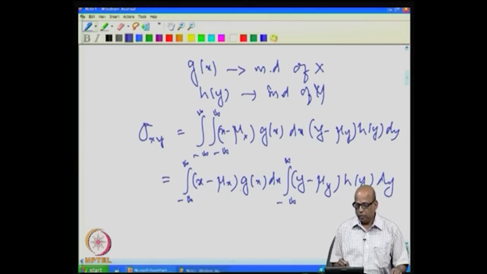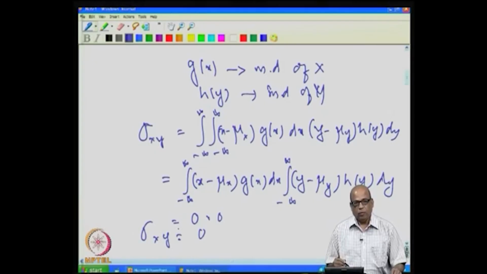Can you recall this integral? For example, I will write this as integral from minus infinity to plus infinity x into g x dx. What is x into g x dx? That is mu x itself, minus mu x into integral from minus infinity to plus infinity g of x dx. What is that? It will be equal to 1, because g of x is a probability density function, and therefore, this would be mu x minus mu x itself, that will be equal to 0. Similarly, this will be mu y minus mu y itself, that will be 0. So, sigma x y will be equal to 0.